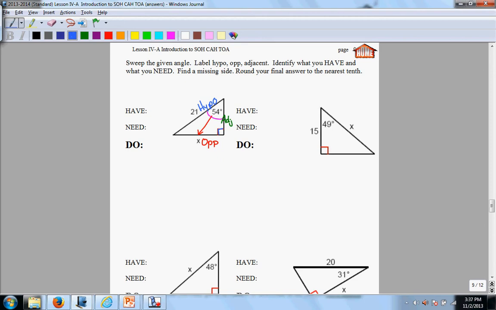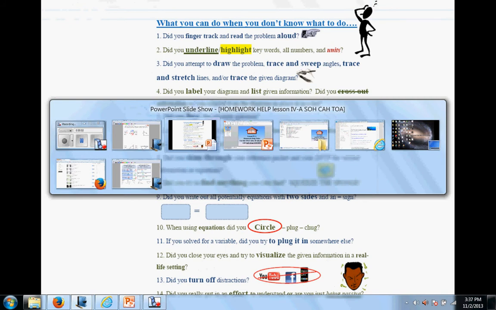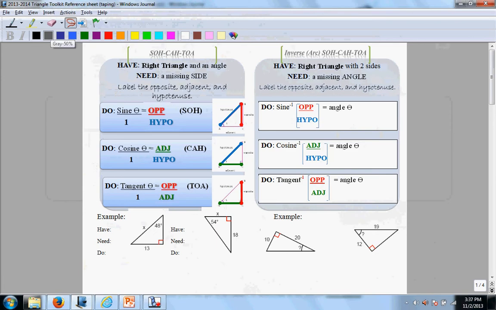Now we do have, need, do. We have the hypo. We put an H. We need the opposite. We put an O. Now we have an OH combination. Look on your reference card. You look for the OH combination, and you see that OH goes with sine. So you put exactly this on your paper. Sine of theta equals opposite over hypo.